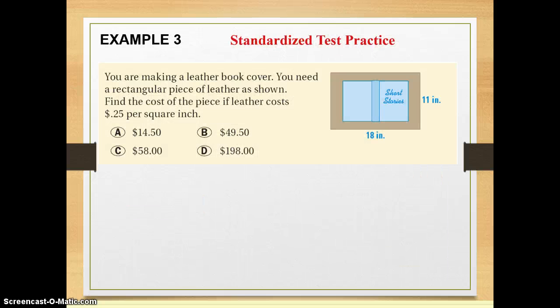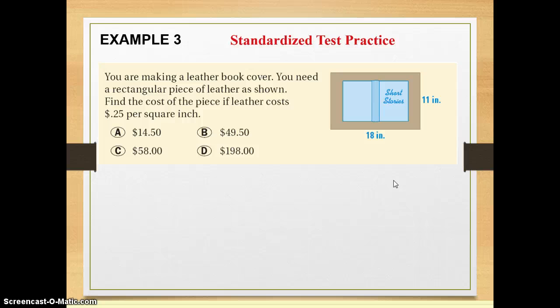Let's try some standardized test practice problems. You are making a leather book cover. You need a rectangular piece of leather as shown. Find the cost of the piece if leather costs 25 cents per square inch. So what you need to do in this example is to find the area of the leather that is required to make the book cover. So we will multiply 18 times 11, which will give us 198 square inches.